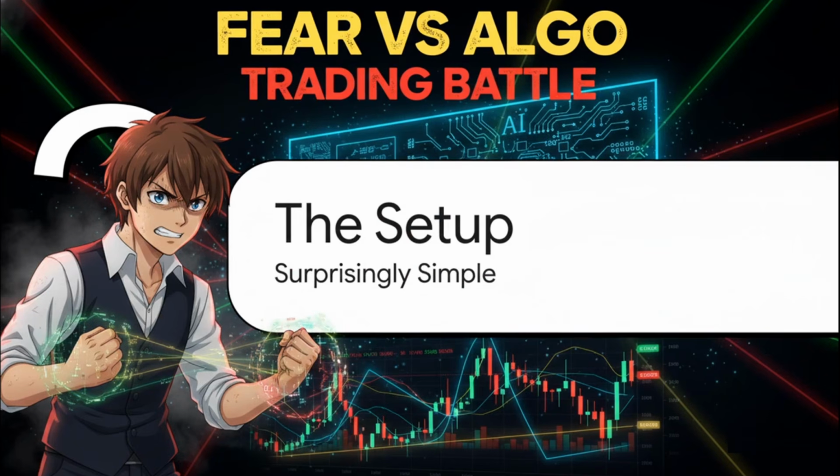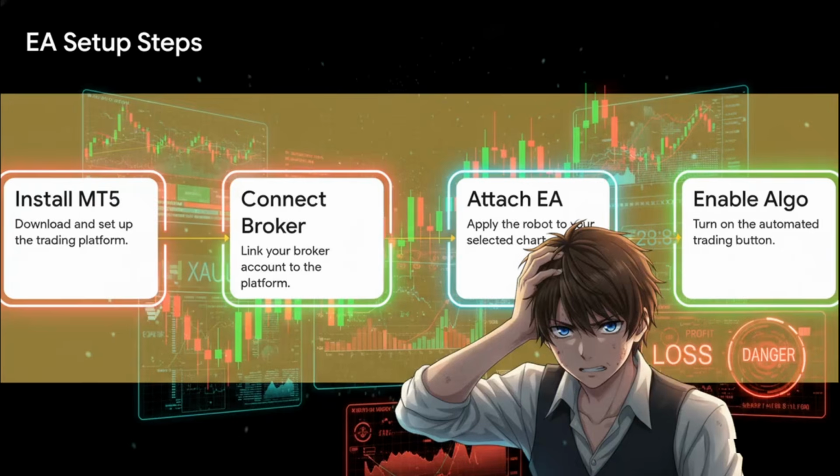Section 2. The setup is surprisingly simple. The beginner path here is not crazy at all. It's really just 4 basic steps. 1. Install the MT5 platform. 2. Connect your broker account to it. 3. Attach your chosen EA to a chart. And 4. Click the button that literally just says Enable Algo Trading. That is it. You do not need to write a single line of code.